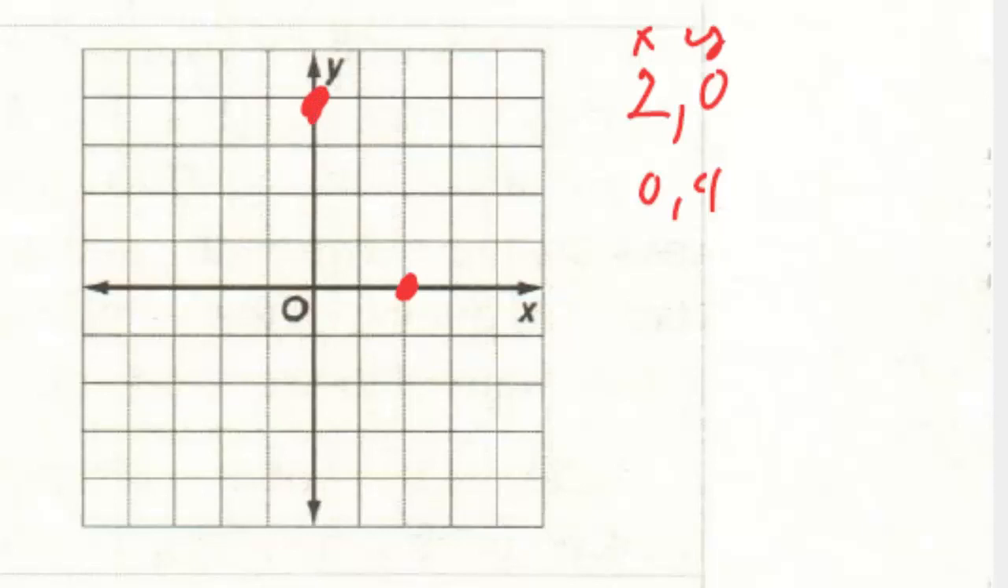Then we had 3, -5. So 3 to the right, 1, 2, 3, and down 1, 2, 3, 4, 5 would be down here. And then -3, -5. So again, this is the x value, this is the y value. So left 3, because negative is to the left of center, and down 5. So 1, 2, 3, 1, 2, 3, 4, 5 would be down here.